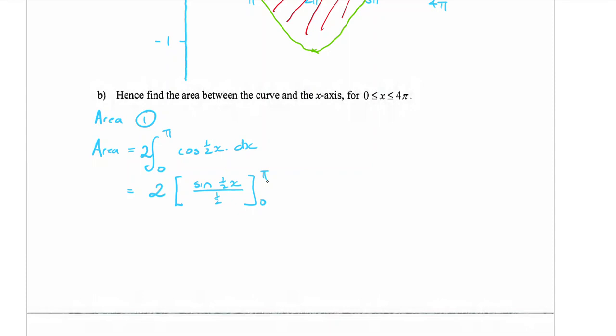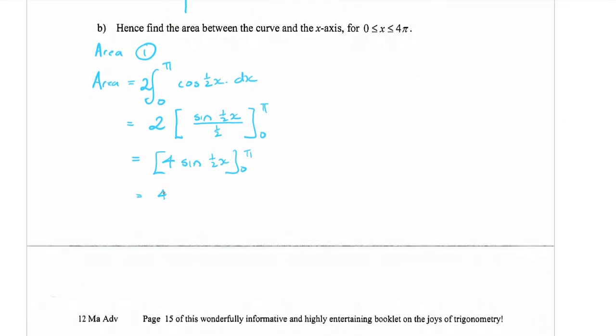Okay, so the half on the bottom would times up to be a 2 on the top. With the 2 that's already there, it would become a 4 sine of half x between 0 and pi. And now let's sub in. So it'd be 4 sine of pi over 2 minus 4 sine of 0 equals, sine of 0 is 0, so that's nothing. What's sine of pi over 2? 1, so the answer is 4. Okay, there's my positive area.